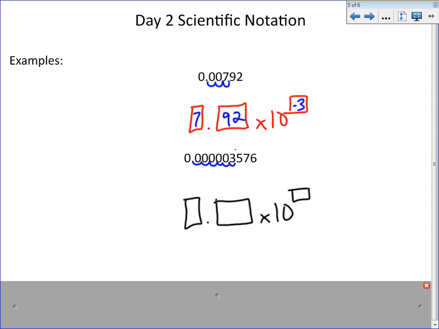Now, if we bring the decimal straight up, 3.576, which is good. Notice how I write the remaining digits here. We moved it 1, 2, 3, 4, 5, 6 times. It is a negative exponent because we moved it to the right. So 3.576 times 10 to this negative 6th power is our answer.